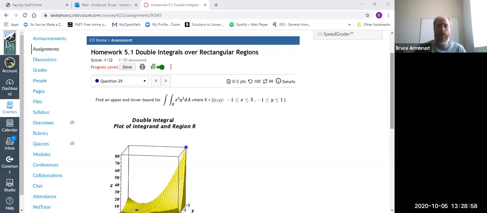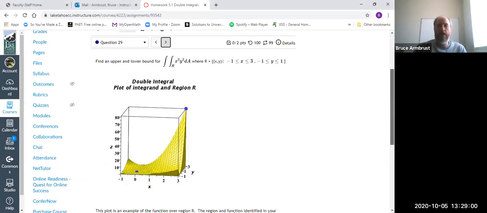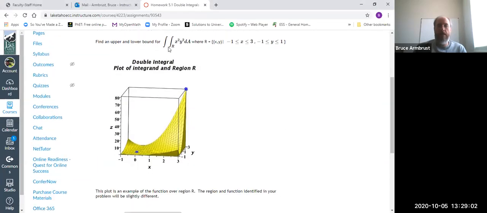Okay, so here's the other one. Again, it says find an upper and lower bound for the function x squared y squared over this region, where the region again is a rectangle. And so really the question is, what's the lowest value that this function is going to take on in this region? And what's the greatest value? And then we can use those to give bounds for the integral.